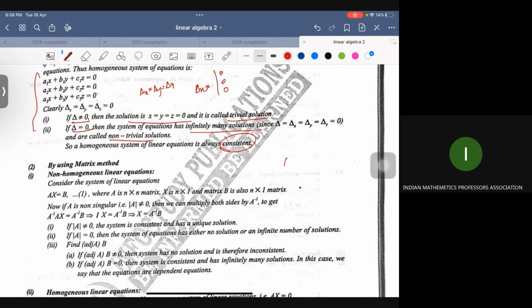We can write the system of equations as AX equal to B. If the determinant of A is not equal to 0, then A inverse exists. We can pre-multiply with A inverse: A inverse AX equal to A inverse B. A inverse A is identity, so X equal to A inverse B. We are able to find the solution X, that is A inverse B.